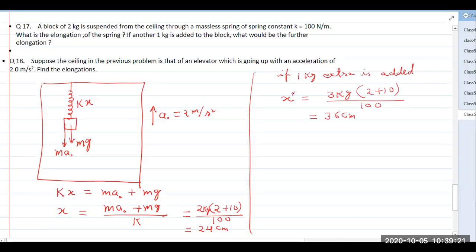So now x is 36 centimeter. Initially it was 24 centimeter, now it is 36 centimeter. So how much is the extra extension? x dash minus x is 36 centimeter minus 24 centimeter, equal to 12 centimeters. This is the further extension after adding 1 kg, and this was the initial extension before adding 1 kg, when just 2 kg was hanged. And this is the situation when the whole system is accelerated. That's why we have applied the pseudo force.